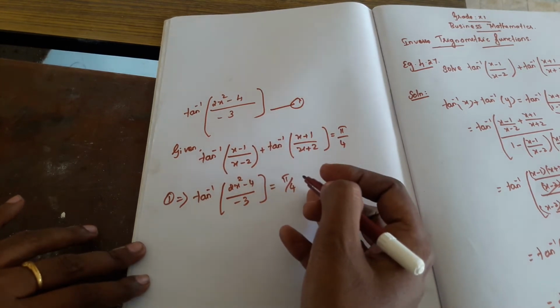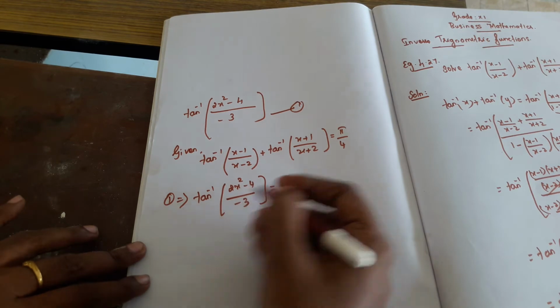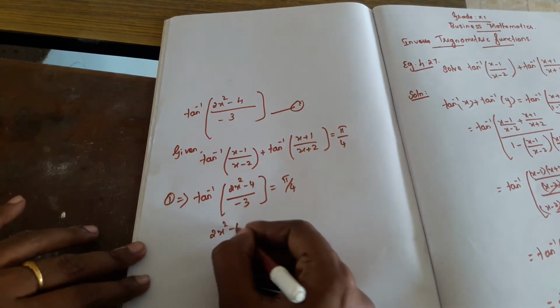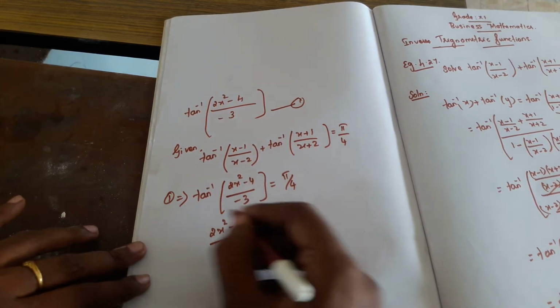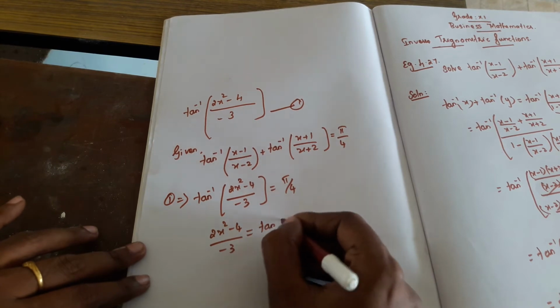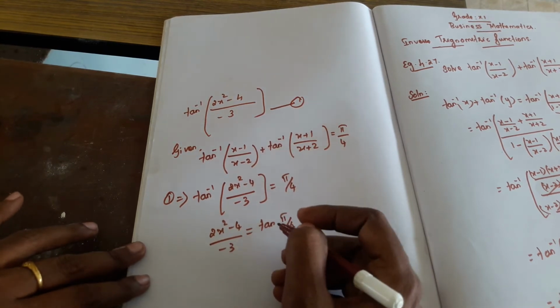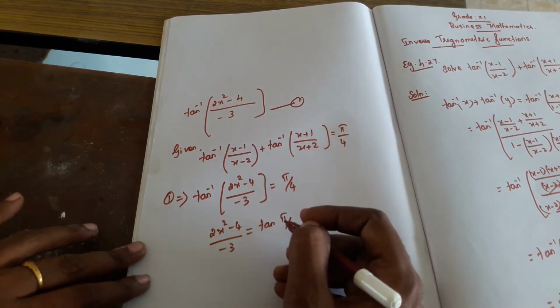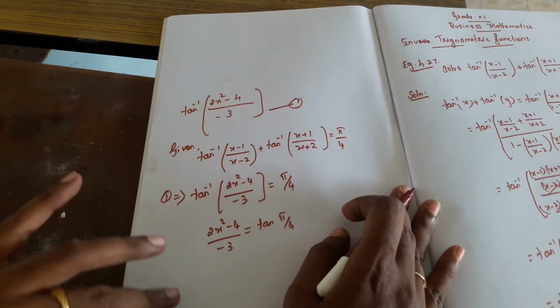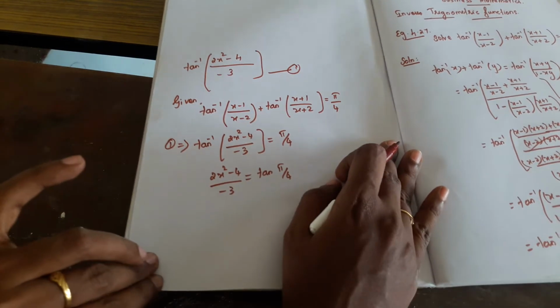So pi by 4 means tan pi by 4, you can bring it here. So we will get (2x square minus 4) divided by minus 3 is equal to tan of pi by 4, since tan inverse will come to this side. What's the value for tan pi by 4? That is tan 45 degree, the value is 1.